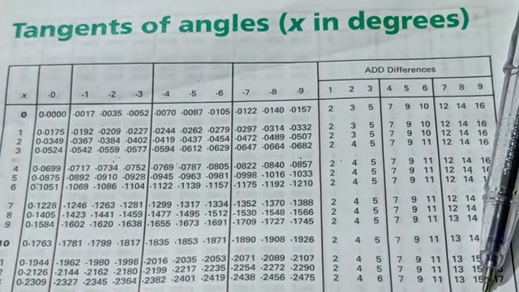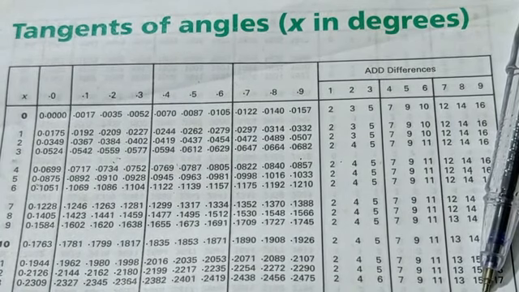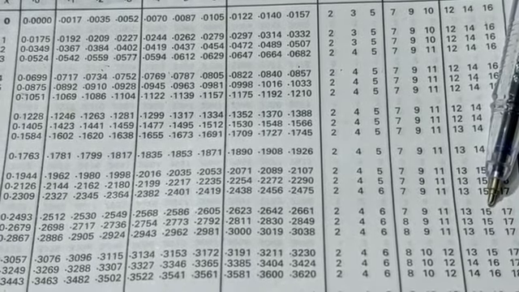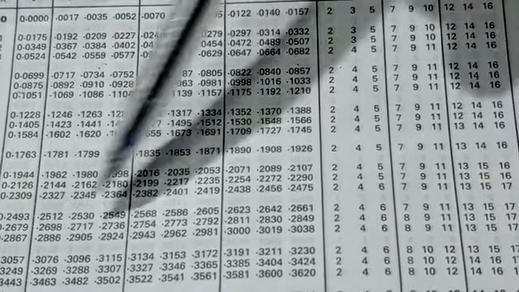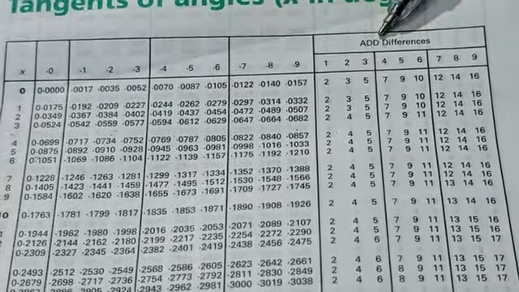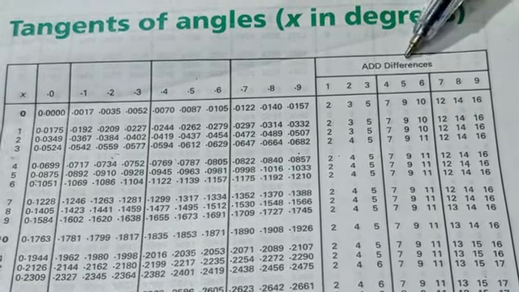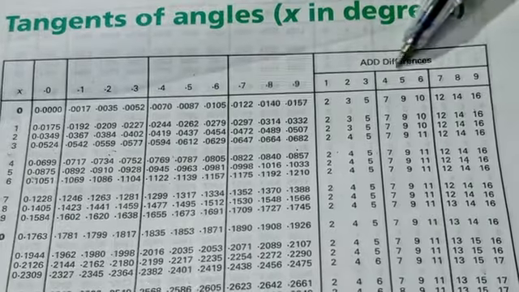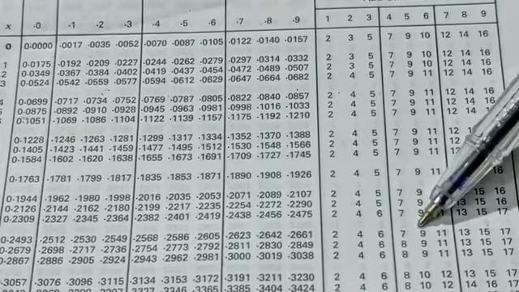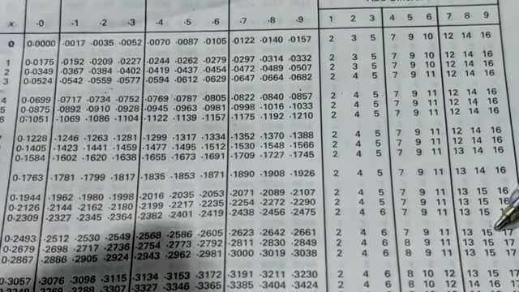What's our answer? 15. Okay, let's see it very well. It is 15. So what do you do? You add it. That's what is written on top. They said add difference. The instruction is there in your 4-figure table. So 14 under 8. Whatever difference you discover, you add it. So that is 15.